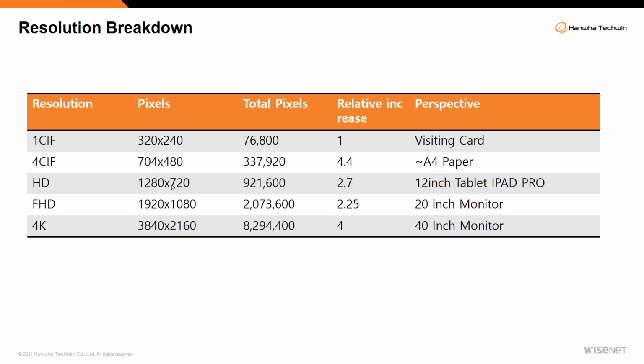HD, full HD, and full HD is like a 20 inch monitor. So if you print a full HD video or a photo, it will be good enough for a 20 inch monitor. So that means it is quite big, quite sizable. Okay, 4K is something like a 40 inch monitor. Okay, you can visualize.